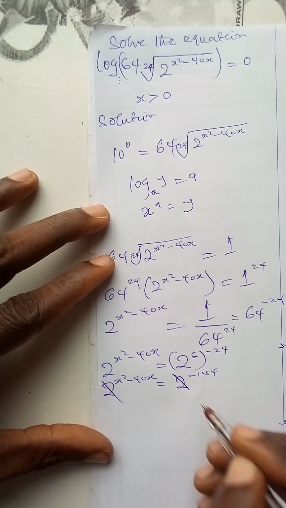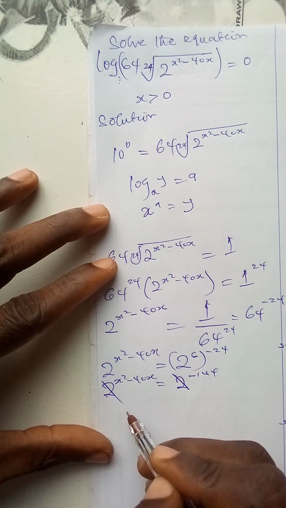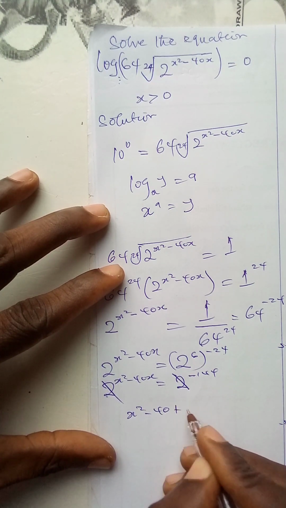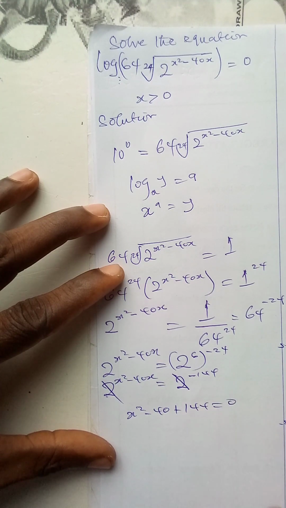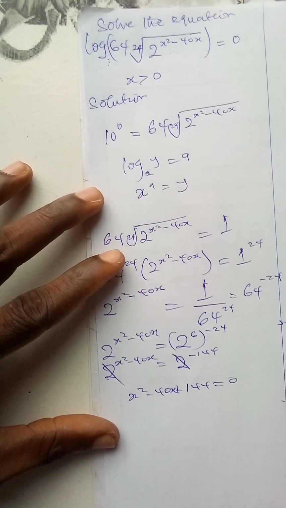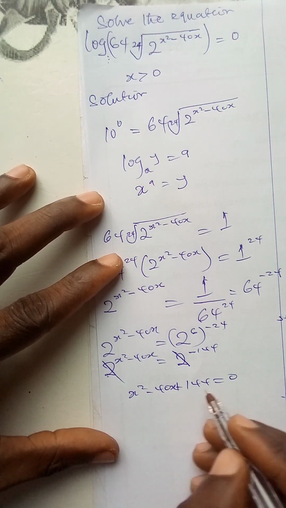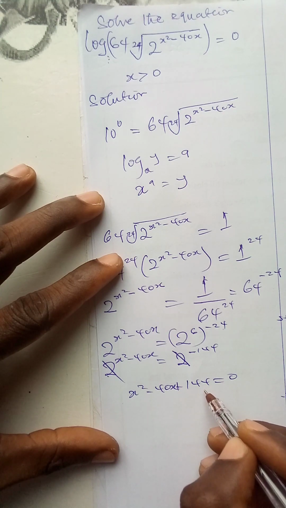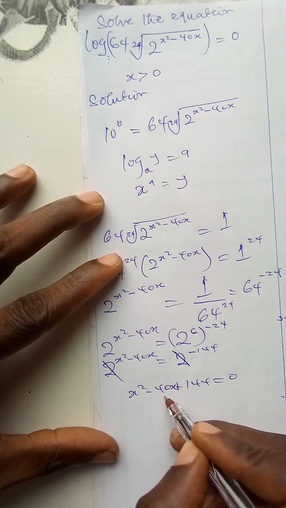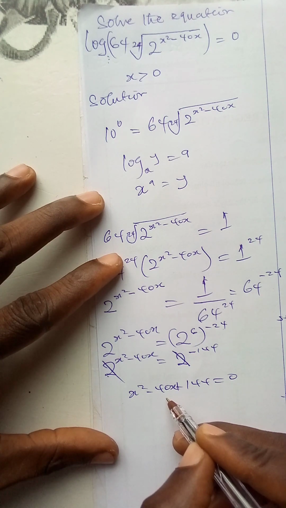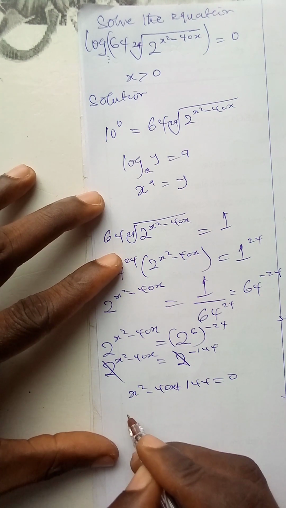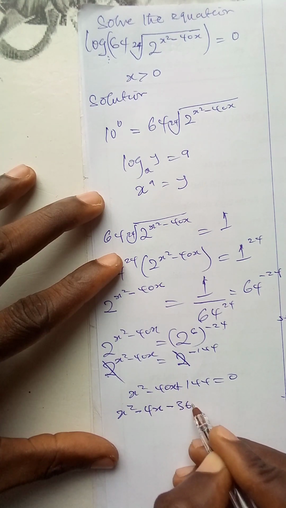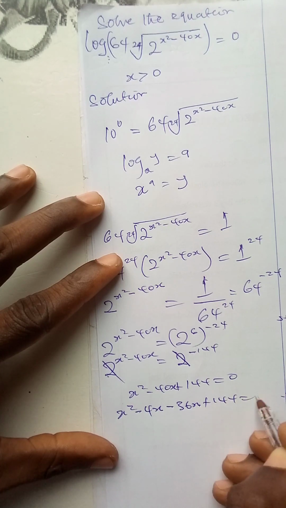These bases are the same, so we'll cancel them out and then take the powers. x squared minus 40x plus 144 is equal to 0. Now, we will find the factors of 144 that when added together will give us minus 40. Those factors are 36 and 4. So x squared minus 4x minus 36x plus 144 is equal to 0.